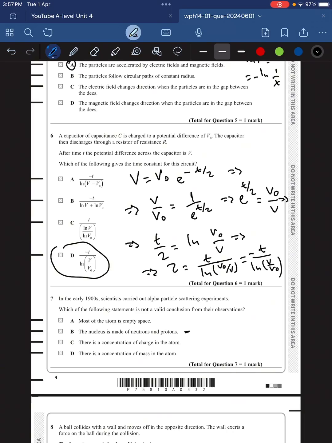Statement C, there is a concentration of charge in the atom. This is what they concluded actually. And D, there is a concentration of mass in the atom, which is also something they concluded. So the correct answer is B, because the neutrons were discovered later. We mentioned this in the video where we talk about Rutherford's scattering.